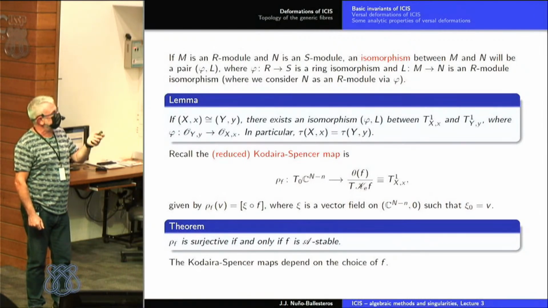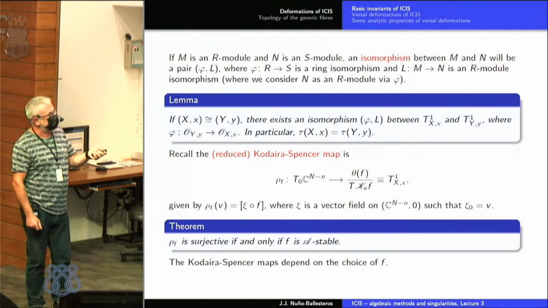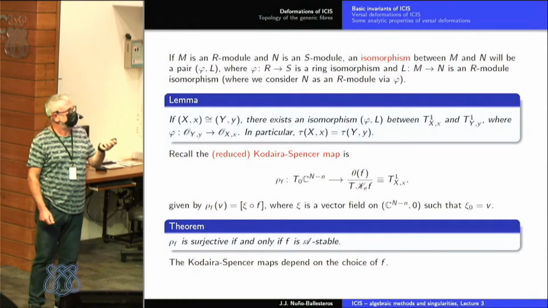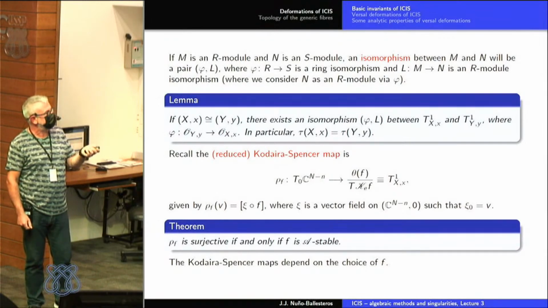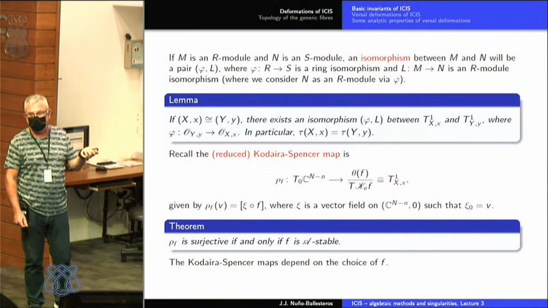So one important thing is that the Kodaira-Spencer map is not an invariant of the ICIS. It depends on the choice of the mapping F.